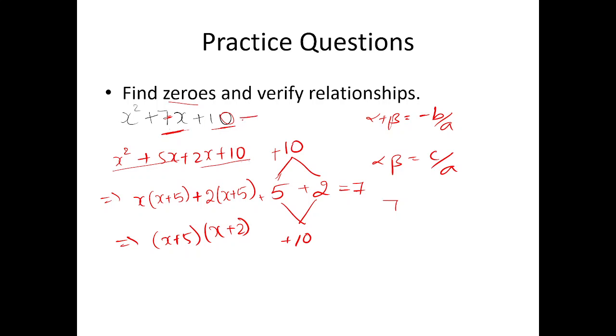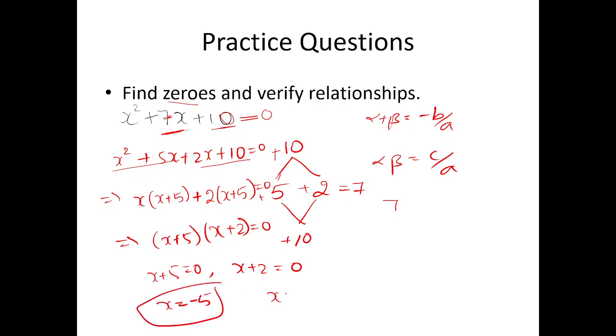So we are finding zeros. Equate this to 0. Right? So that is x plus 5 equal to 0, and one more, x plus 2 equal to 0. That is x equal to minus 5, x equal to minus 2. These are the two zeros of this polynomial. Understood? This is finding the zeros of a polynomial by splitting the middle term.